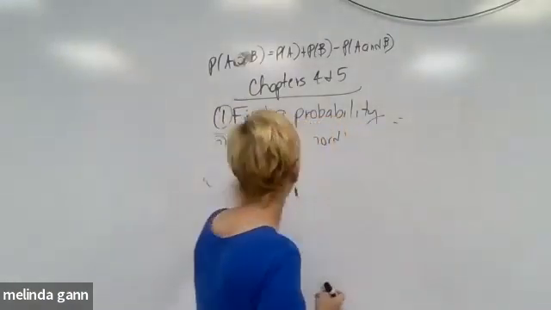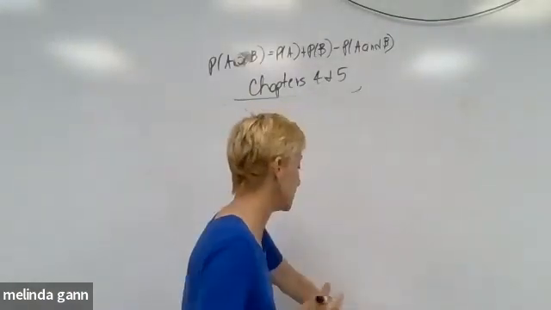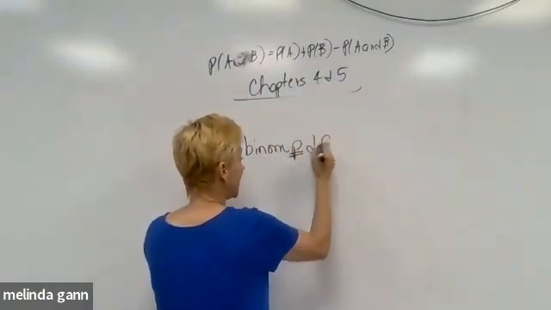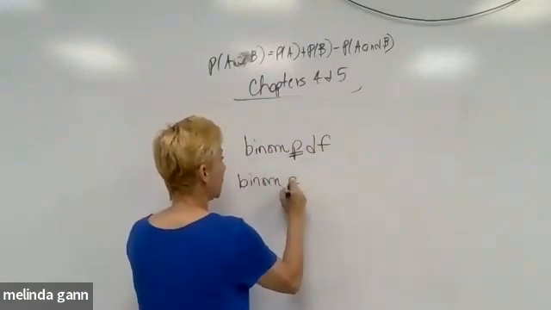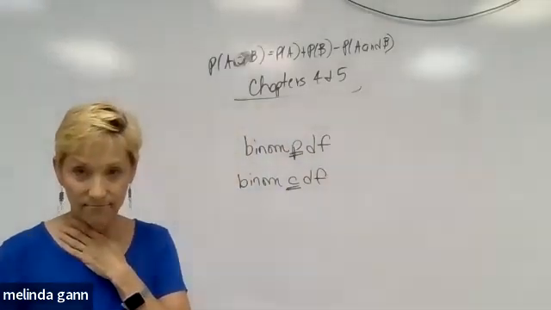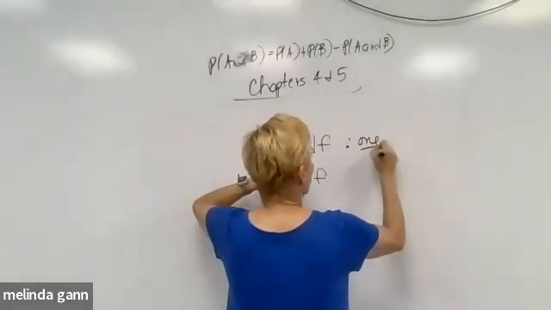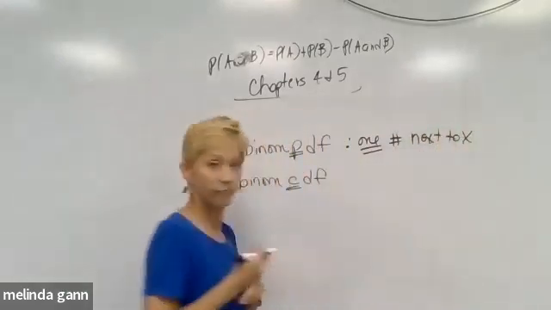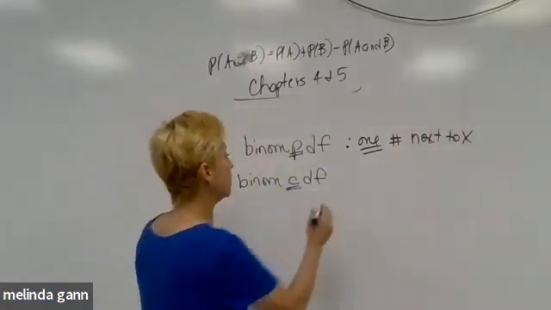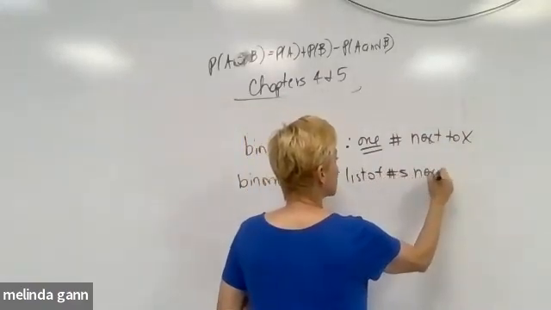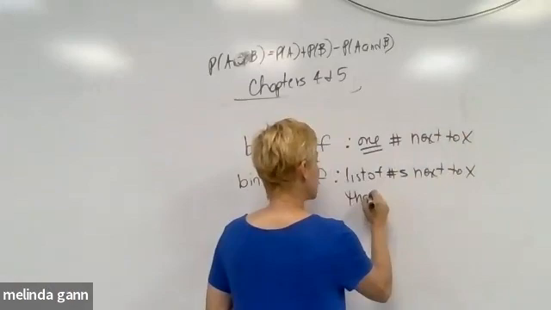It tells you where to go on the calculator to find the binomial distribution, but there are 2 binomial keys. There's a binomial PDF key, and there is a binomial CDF key. You want to make sure you're using the right key. You use the P one when there is one number next to X. You use the C one when there's a list of numbers next to X that starts with 0.